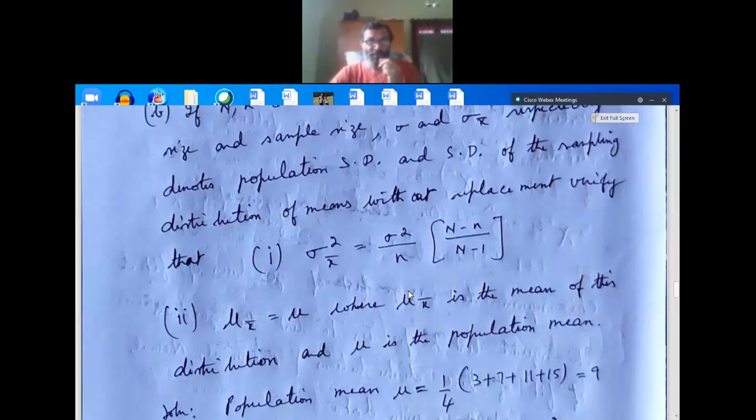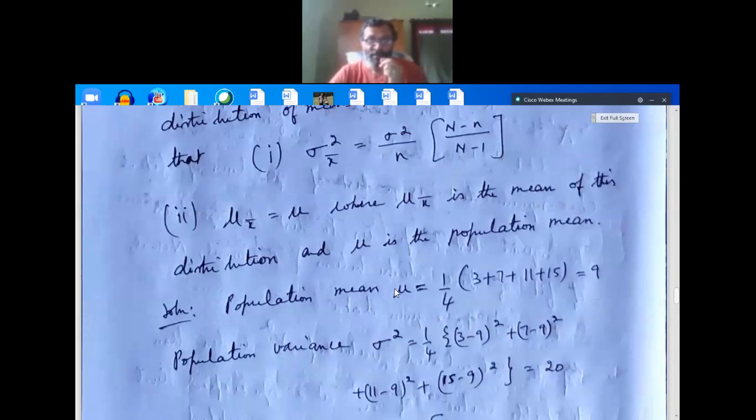Now first we start, see, population mean. The population consists of 4 numbers, 3, 7, 11, 15. Be attentive, it's very easy, you can use your calculators. So population mean mu equals 3 plus 7 plus 11 plus 15, because there are 4 numbers, divided by 4. Just check whether I am right or wrong, it is 9. You get the answer as 9.